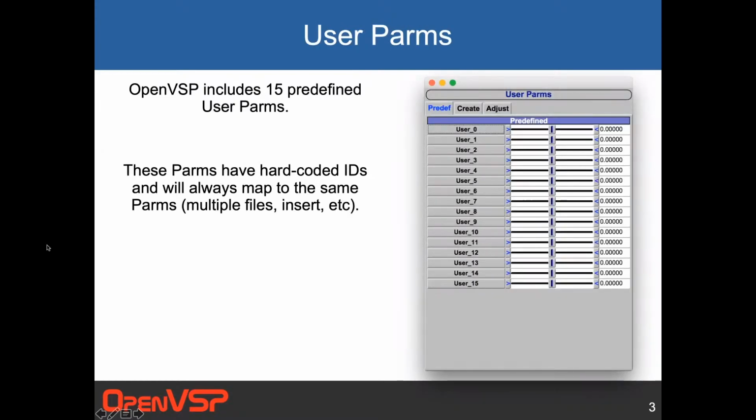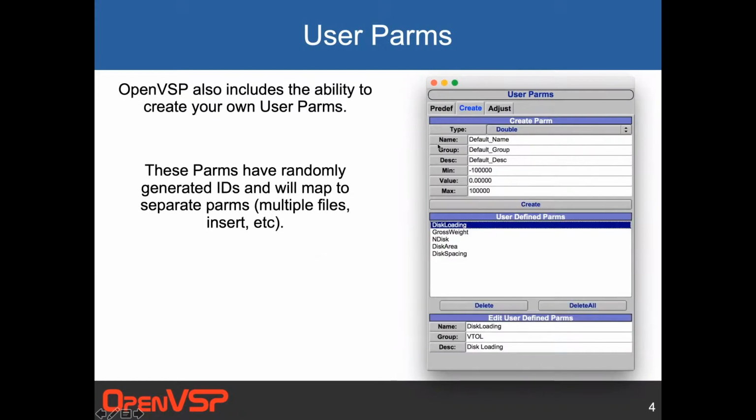So first off, there's user params. There are, I think, 15 predefined user params. Frankly, these aren't that useful because they don't have great names, user 0 to user 15. Instead, what I'd really recommend you do is come over to the Create tab if you want to make user params, and this allows you to come in and name the parameters yourself. You can give it a name. They'll always be in these certain groups, but then you can give it a minimum and a maximum value.